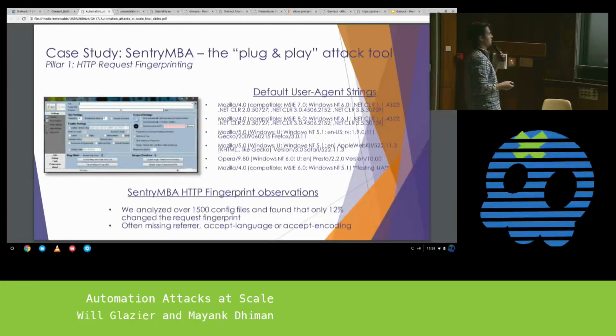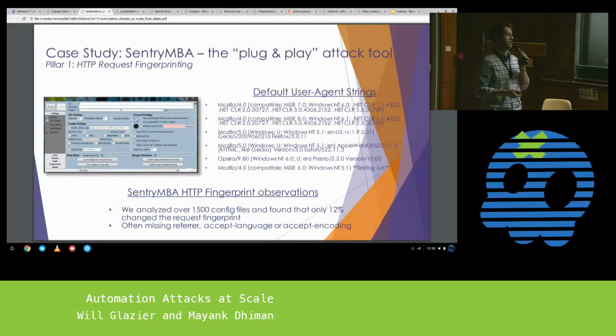But as far as fingerprinting the HTTP requests, we went through and parsed 1,500 of these config files and found that only 12% actually changed the request fingerprint, as far as which headers were present, which weren't, and how they came in across the wire.